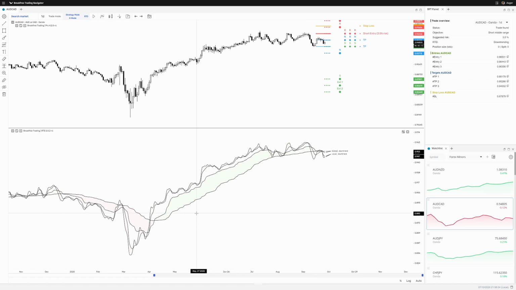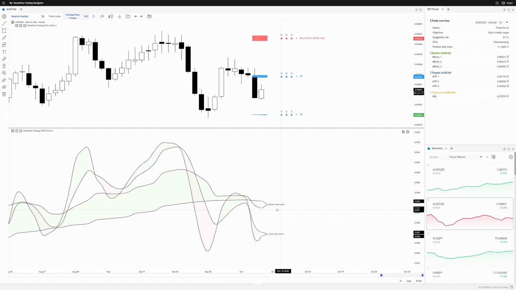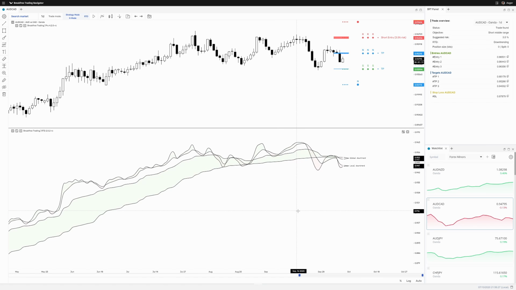We have two trends. We have the global and we have the local. Each of them consists of a beta and an alpha. These are two different reading points that we are using to read the market and give you a status on what the market is doing right now. But those are not the only factors that matter.